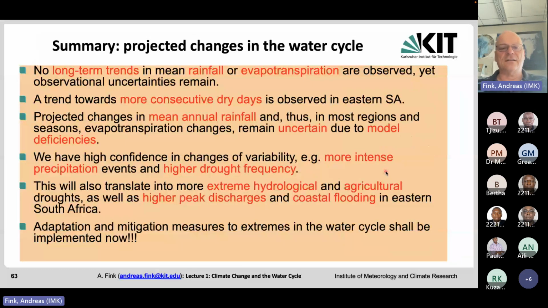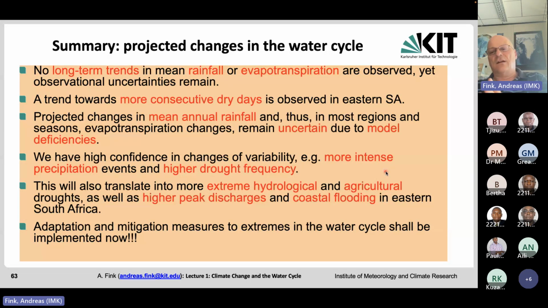Okay, so that is a summary here, and actually that is also my summary slide. Here we have no long-term trends in mean rainfall or evaporation in your region. When I say long-term, I mean in the last 100 years. Yet, of course, in recent years, observational uncertainties remain because of the poor coverage of the region with rain collectors. What we do see is a trend towards more consecutive dry days, so a trend towards also drought conditions.